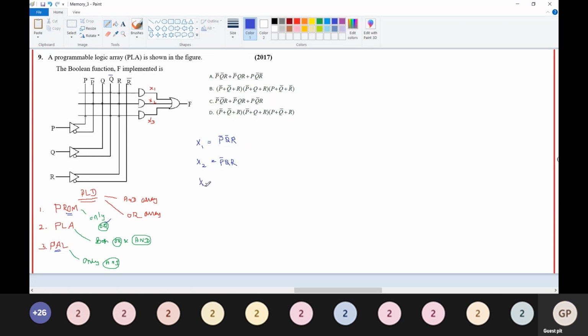So x3 is equal to p q' r. Therefore, the function f is equal to the addition of all these: p' q' r plus p' q r plus p q' r, which matches up with the C option.